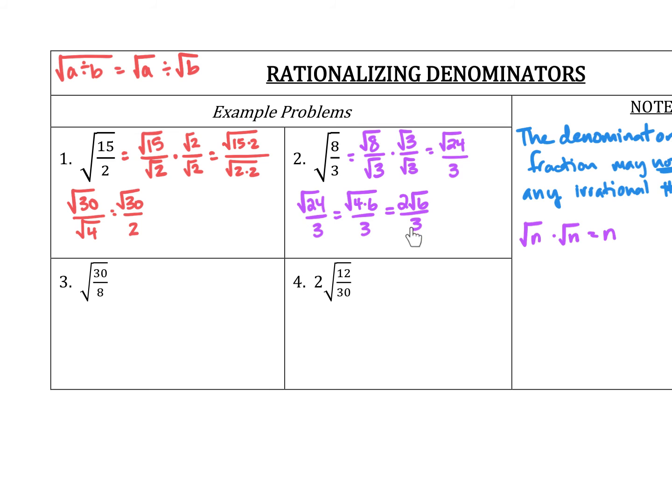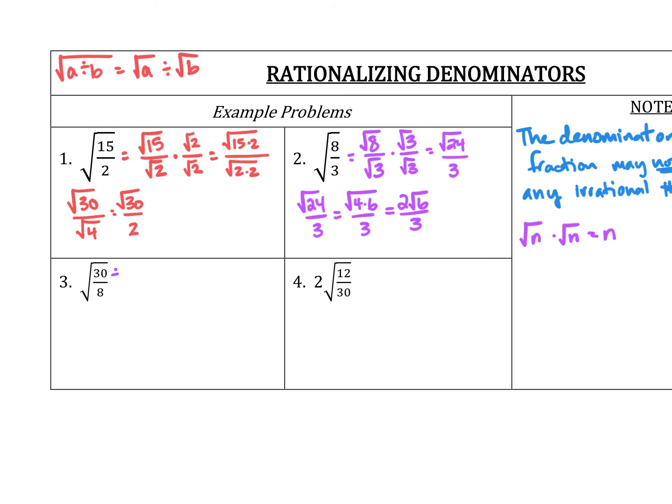So that's why I got to make it look like this, so that the denominator looks all good. It's just a whole number in the denominator. Let's look at the next one. It's the square root of 30 over 8. Now what I can do with this one is I can look at this fraction and say, wait a minute, before I start with all of this stuff, what if I simplified that fraction?